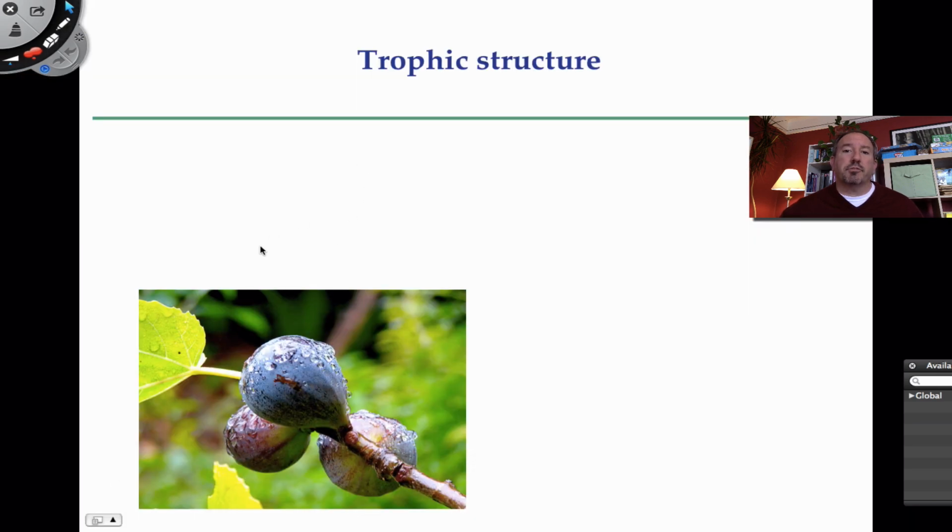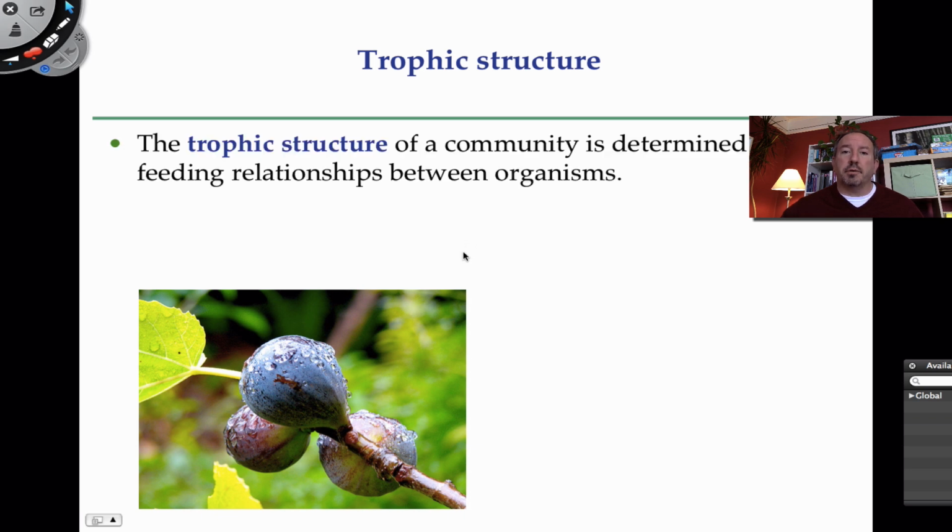So, trophic structure, I think most of us are familiar with trophic structure. It's kind of an elementary idea, but it's rather important. Trophic meaning feeding. And so in a community, there's feeding relationships between the organisms. And it all sort of starts with where the food begins, which is the autotrophs, the ones that are photosynthesizing, for example, this juicy fig right here. So plants are receiving sunlight in the leaves and they're producing sugars like glucose, and then those are stored.